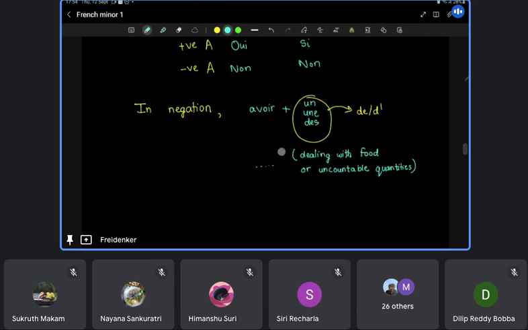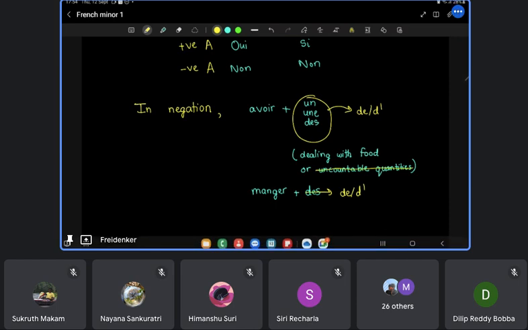For example, we'll forget the uncountable quantities for a while; you'll not encounter them. But dealing with food, you have manger, manger. This also becomes de or d apostrophe in negative. So that is one thing.